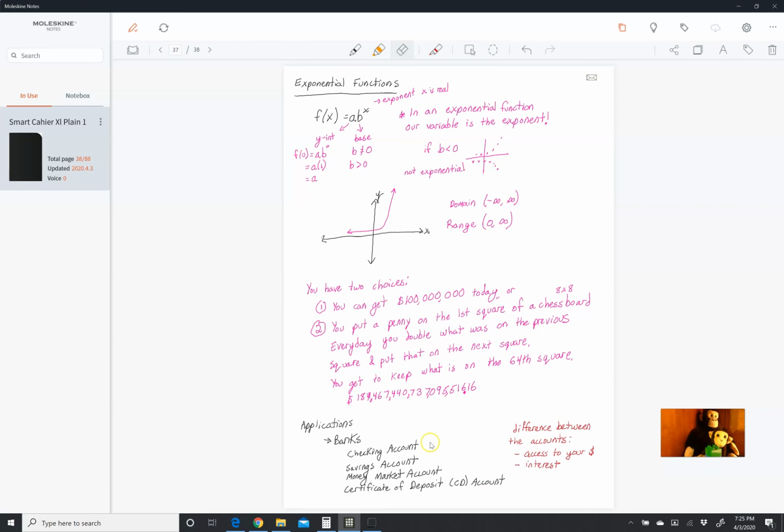Okay, so for a checking account, you need constant access. The bank is not going to reward you for constant access. They can't do anything with your money. They can't make money off of your money. So you're going to have very, very low interest rates, if any at all. Okay.